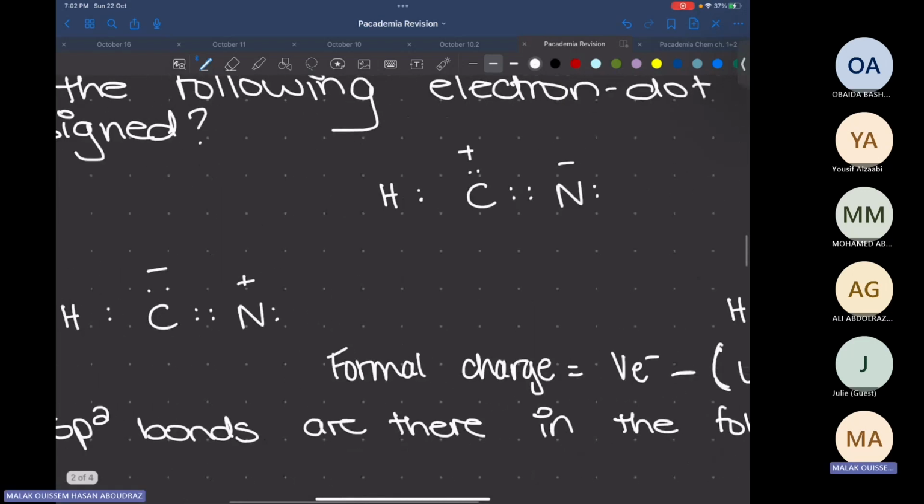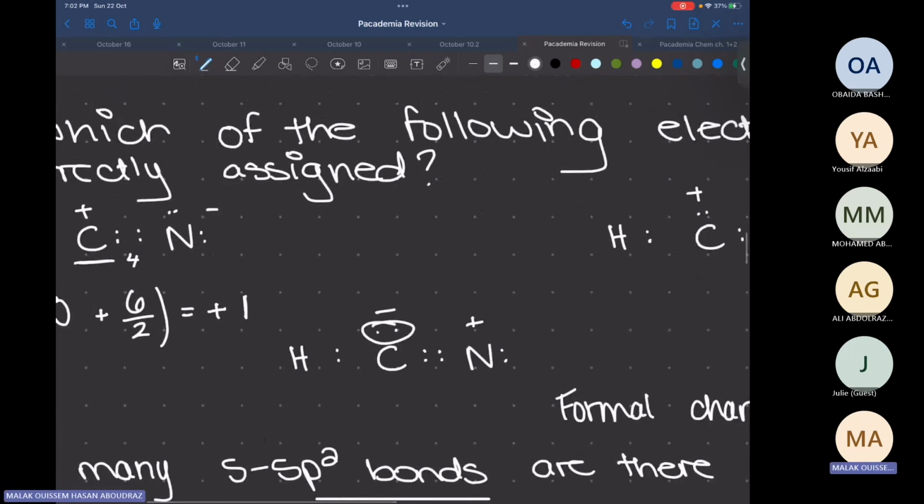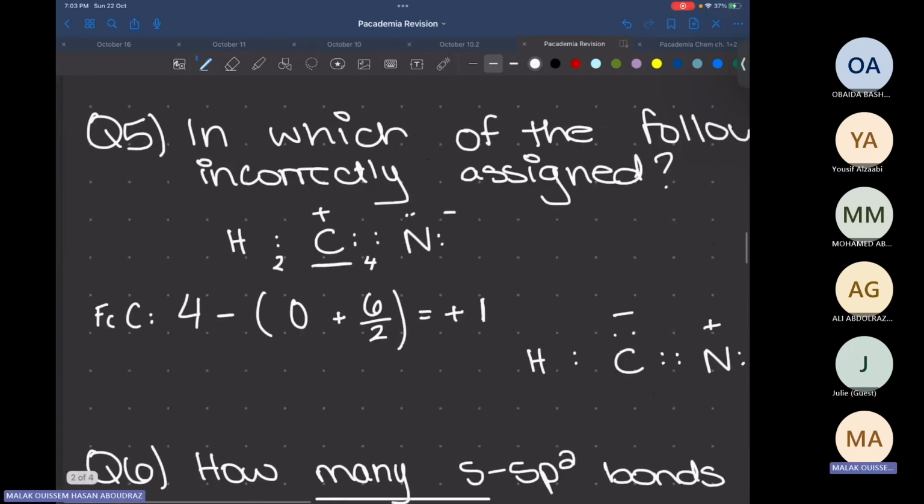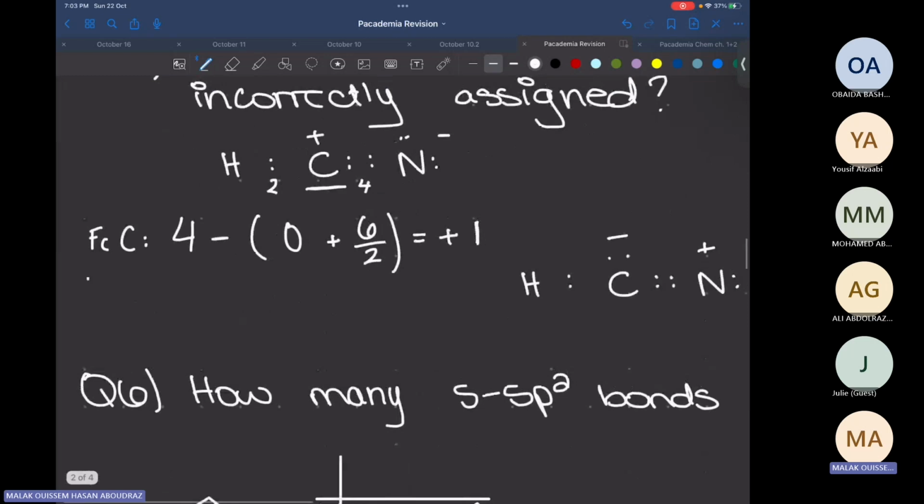Because here I have 6 electrons bonded to it, but for example, here I have a lone pair. Is it going to be the same, or is it going to be different? So will I have the same formal charge as this one, or a different one? I'll have a different one, okay?